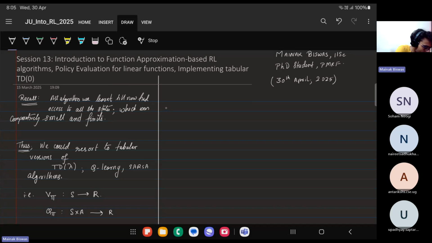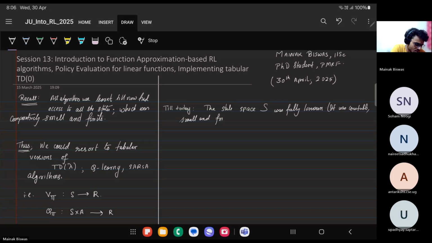So we saw till today that the state space S was fully known, right? Fully known. It was countable, small and finite. Small and finite means countable, but yeah.